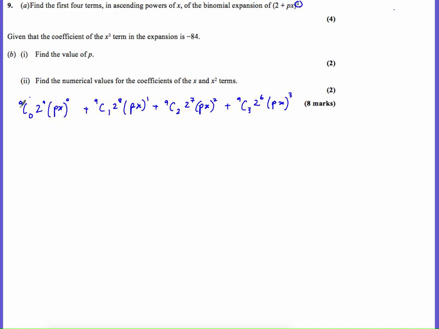And then I do know lots of things about this. 9 choose 0 is always 1. Anything to the power of 0 is 1. So this means all I've got left is 2 to the 9. I stick that in my calculator. I get 512.